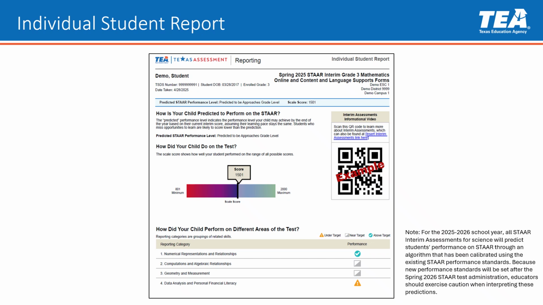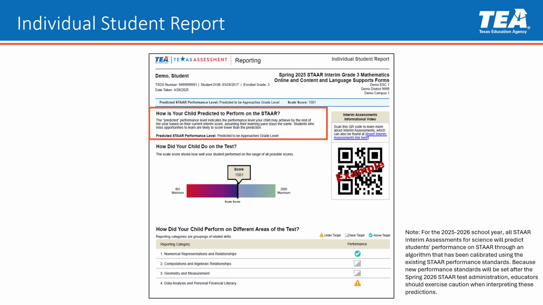At the top of the report, under your student's information, is the predicted STAAR performance level and scale score your student received on the assessment. Note, there are 4 possible performance levels on the STAAR interim assessment: predicted to be did not meet grade level, predicted to be approaches grade level, predicted to be meets grade level, and predicted to be masters grade level.